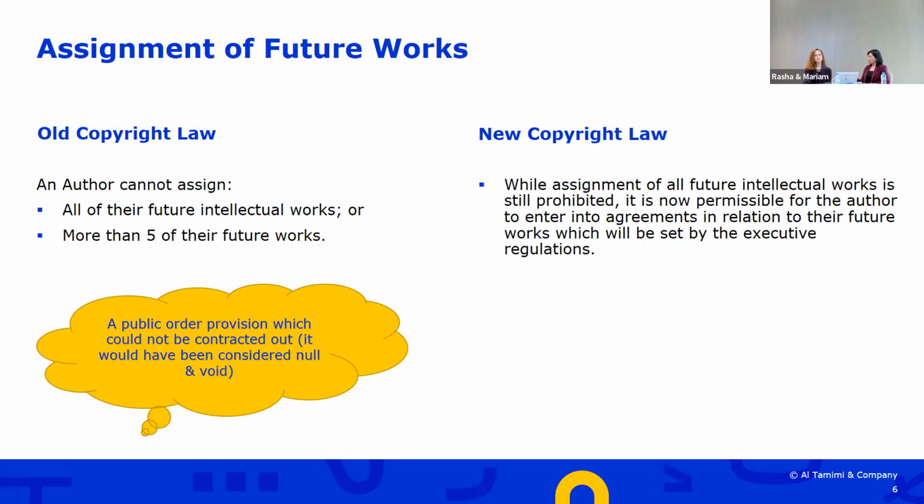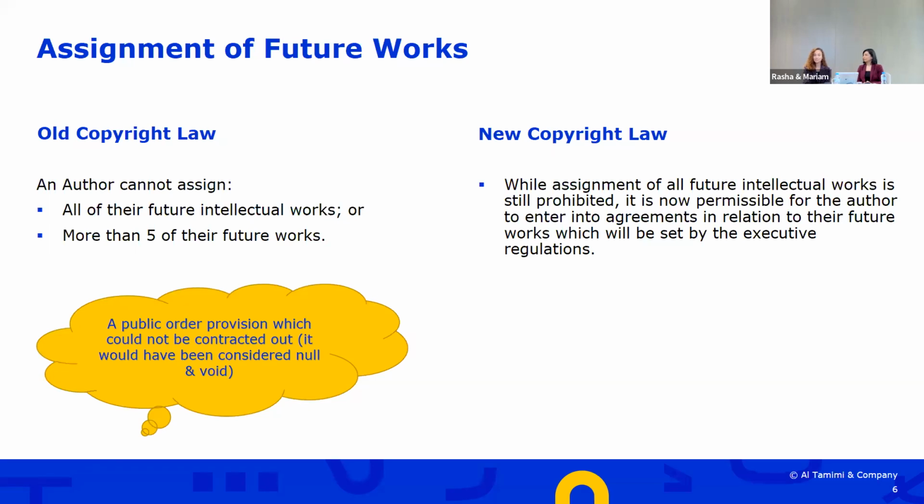So for the new law, it's still vague, but it does solve a little bit. It does remove number 5, so we're really excited about that, because 5 seemed to be a very arbitrary number. We had no idea why 5, and basically it can be interpreted widely or narrowly. But now number 5 is removed, while assignment of all future work is still prohibited, so you can't have a blanket assignment of all future work. It's still permissible for the author to enter into agreements in relation to their future works.